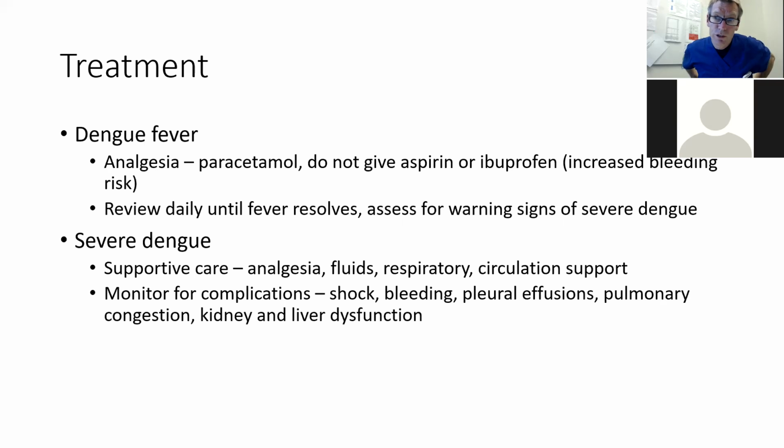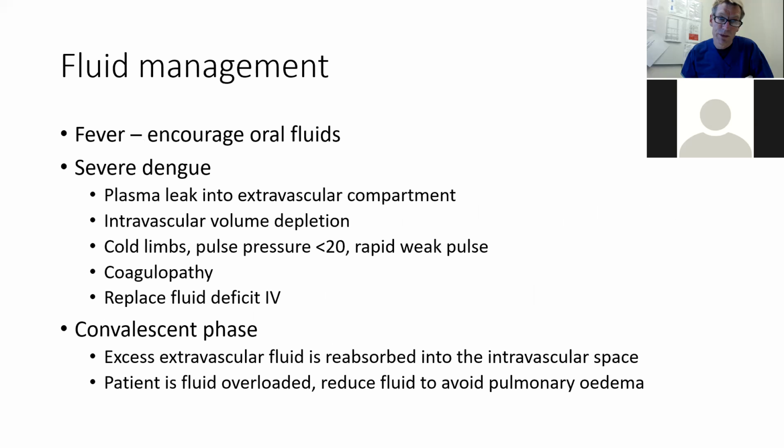So the complications we're looking out for are shock or bleeding, or pleural effusions, or pulmonary congestion, or liver or kidney dysfunction. They're the main complications of dengue that might occur in that critical phase or in the early part of the convalescent phase. The fluid management depends on the phase, and so in the early phase with fever, just oral fluids is fine, and avoiding dehydration.